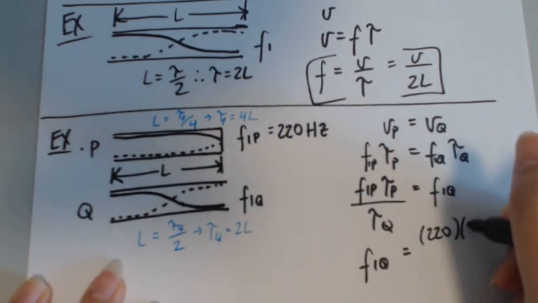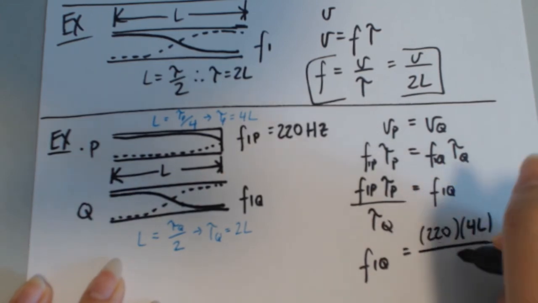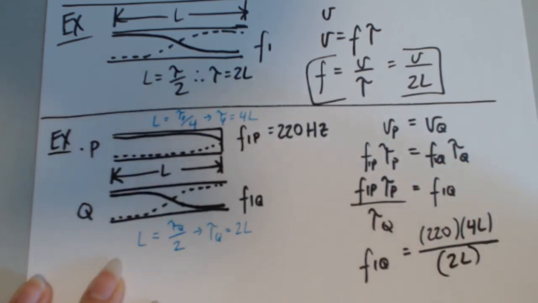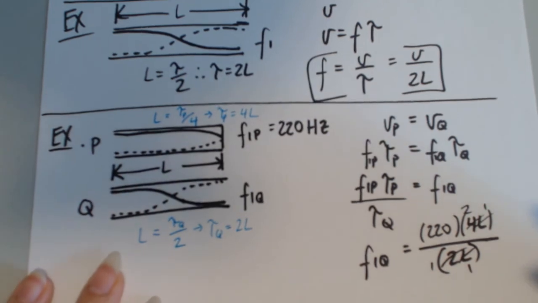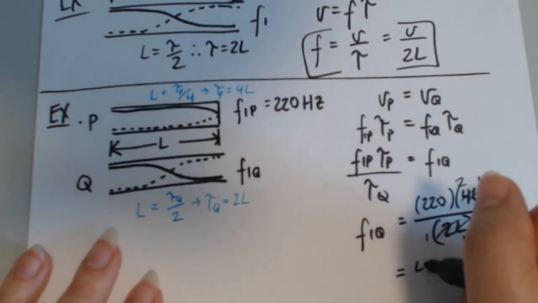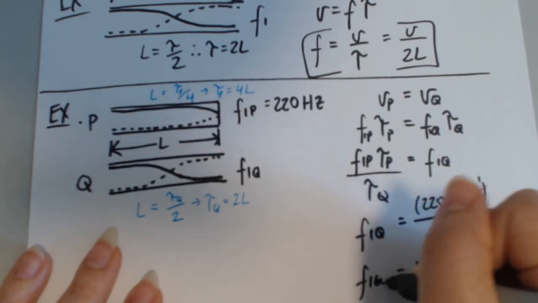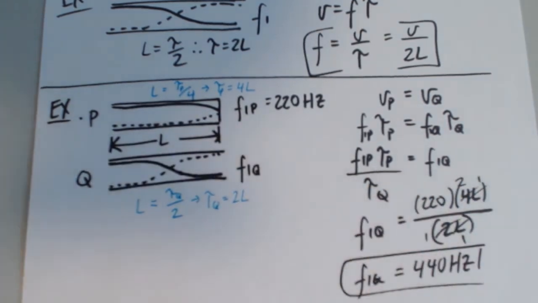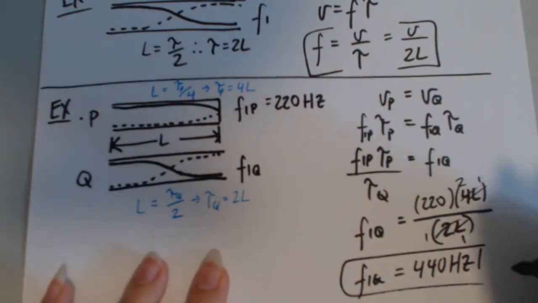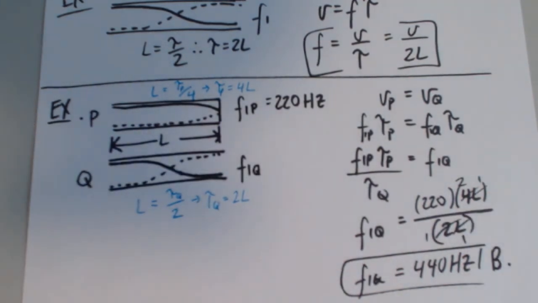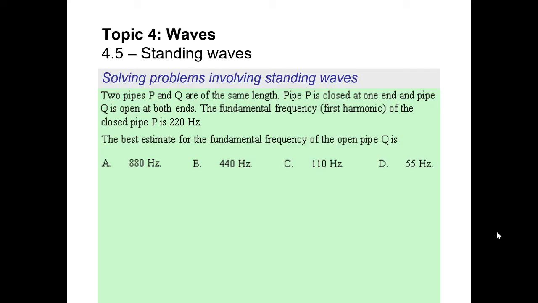Lambda P is 4L, lambda Q is 2L. So now I have an L on the top and L on the bottom, those cancel. 4 divided by 2 is 2. So 220 times 2 is 440. So therefore F1Q is 440 Hertz. So that is B. All right, let's go back to the slides.